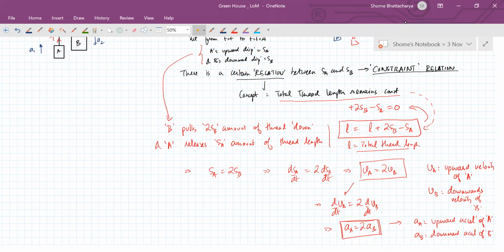Okay, you can just think of it in a simple way like this: if the block B has come down by 1 centimeter, then the block A will be pulled up by 2 centimeters. So always the ratio is 1:2. The ratio of displacements is 1:2. The ratio of velocities, which is rate of change of displacement, will also be 1:2. And the ratio of acceleration will also be 1:2.